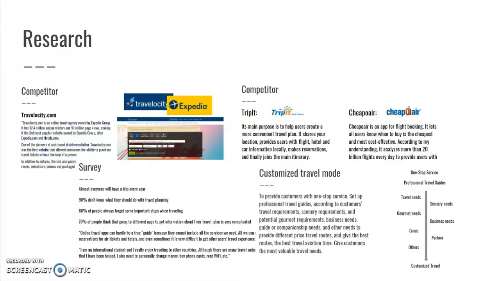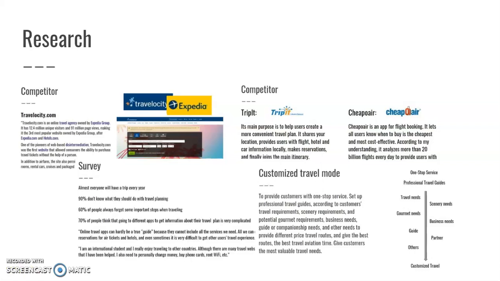And according to the survey that I have done before the design, it shows almost everyone will have a trip every year, and 90% don't know what they should do with the travel planning. And 60% of people always forget some important step when traveling, and 70% of people think that going to different applications to get information about their travel plan is very complicated. So we can see from that people do need a comprehensive application to help them solve these problems.